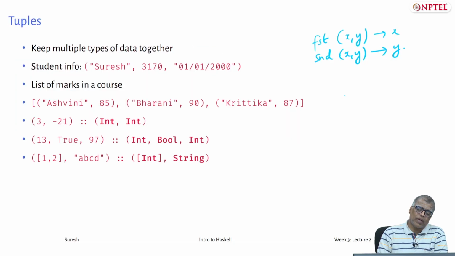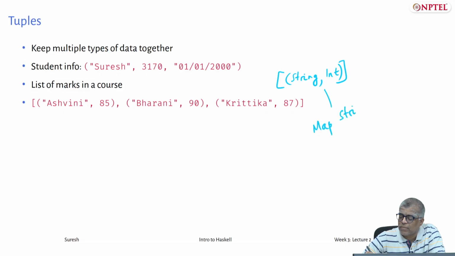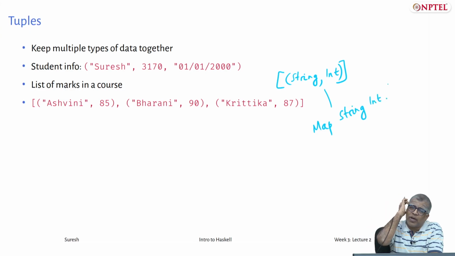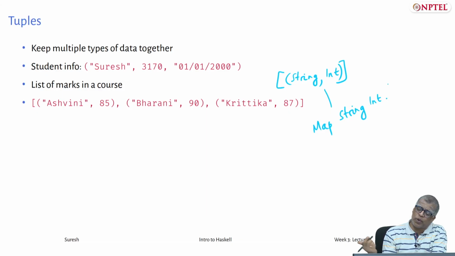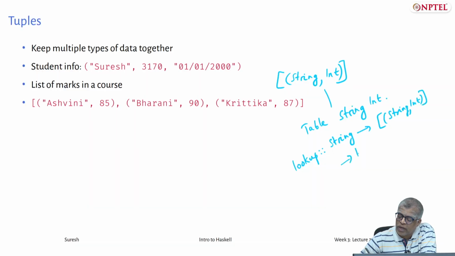Okay, so now I mentioned that this list here is kind of a map. You can view it as a map where the key is string and the values are integers. Now in a map, if I am given a map, what can I do? Given a key, I can search for the correct value corresponding to the key. That is usually called lookup, or you can even call it table. Lookup, I can ask lookup: string arrow list of string comma int pairs should give me an int.